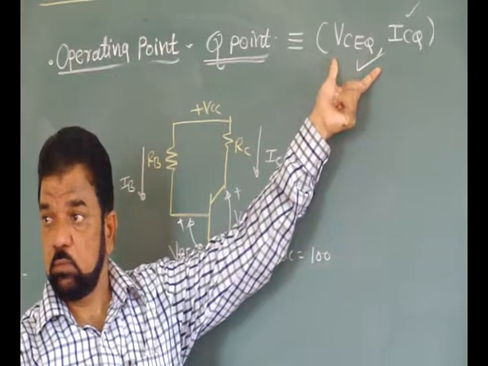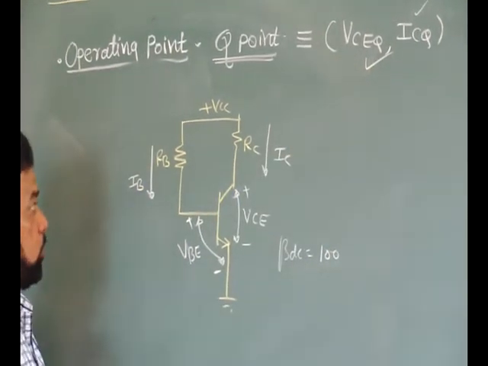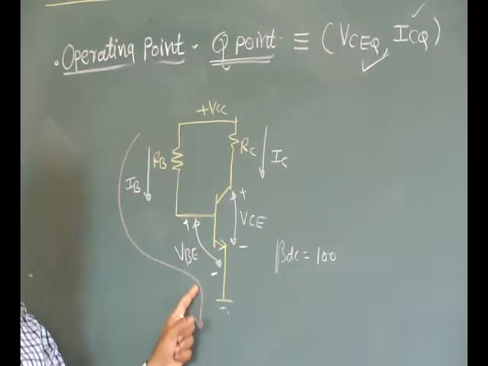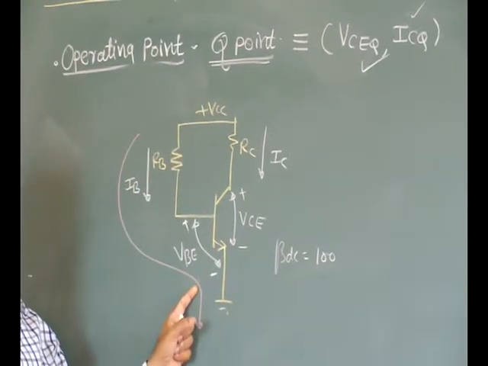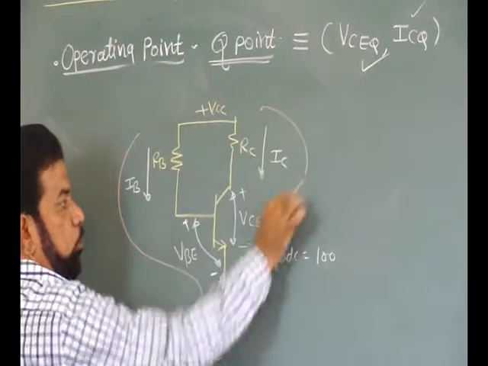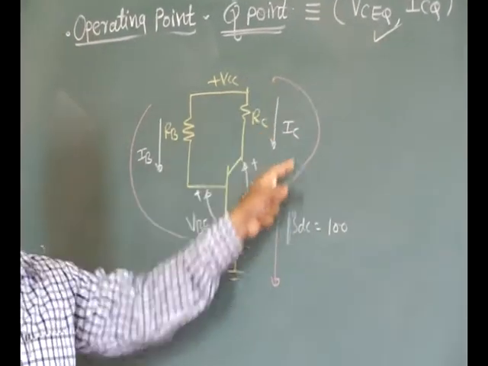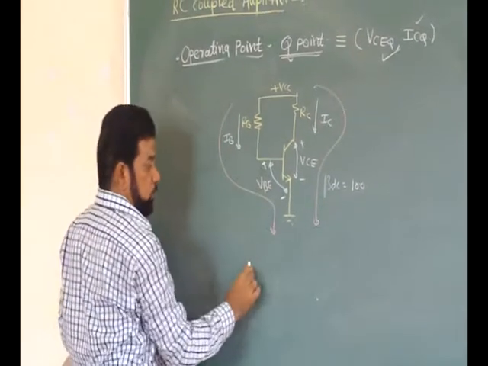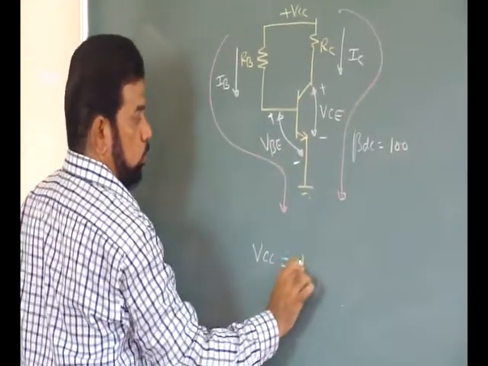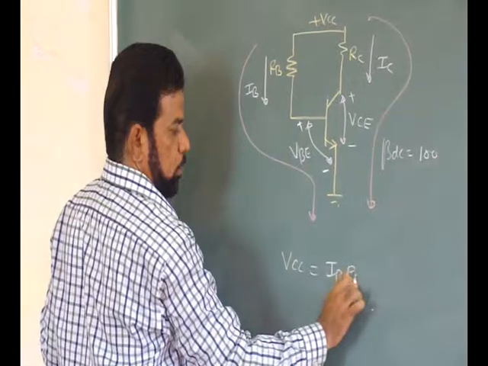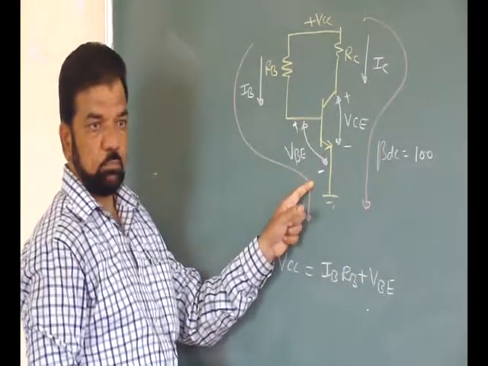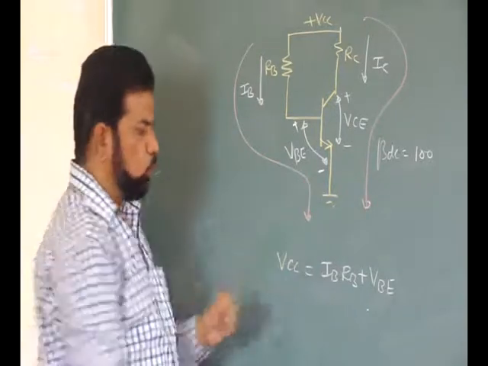How to calculate? See, you have two loops. This is the first loop. You can apply KVL here. Whenever a loop is there, you can apply KVL. And here is another loop, the output side. So when you apply KVL to the input side, your equation is VCC is equal to IBRB plus VBE. So you can solve for IB.